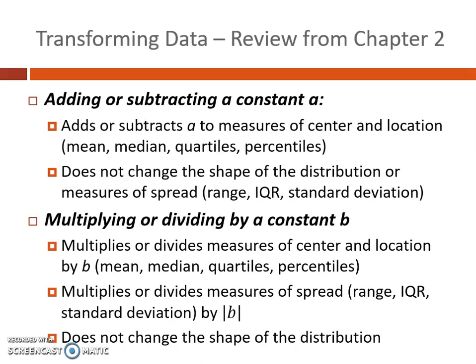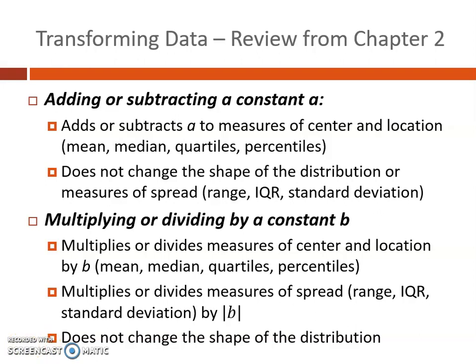So we're going to review a bit from chapter 2. This is information back from chapter 2 when we transformed data. We found that when we added or subtracted a constant, it would also add or subtract a value to the center and the location. So things like mean, median, quartiles, percentiles. It also is not going to change the shape of the distribution or the measures of spread. So the range, the IQR, the standard deviation, none of those are affected when you add or subtract a constant value.